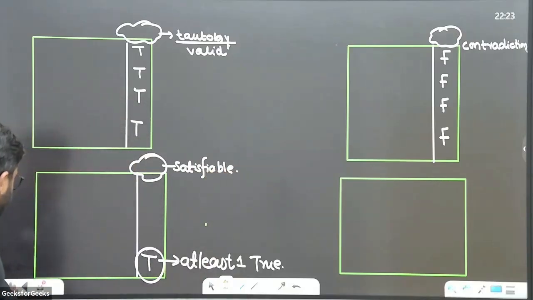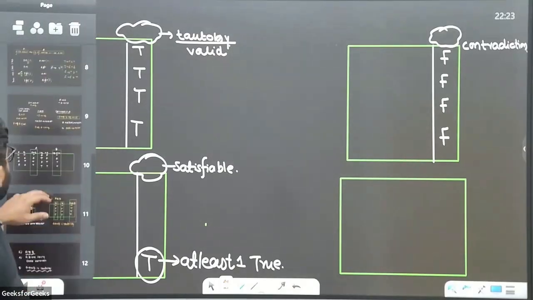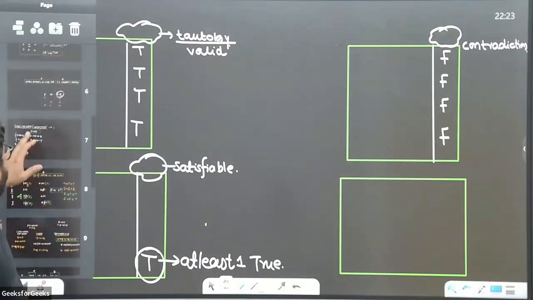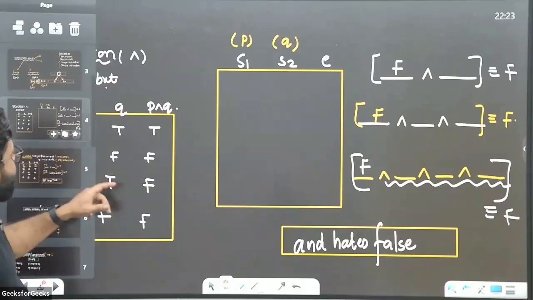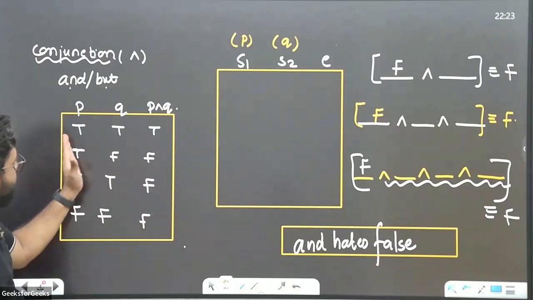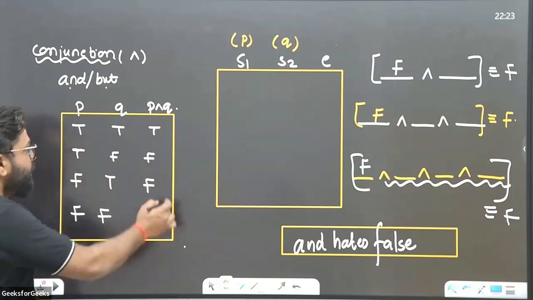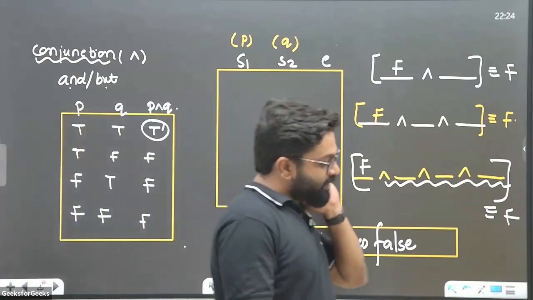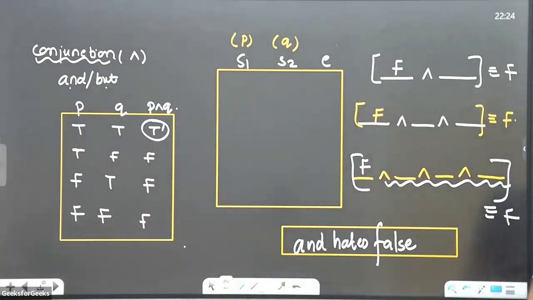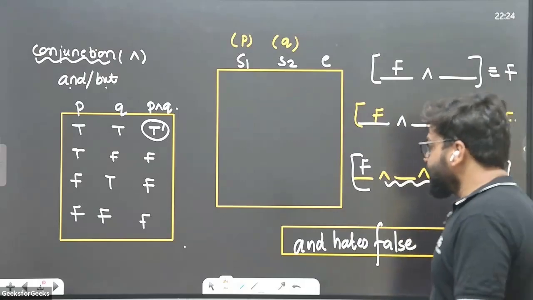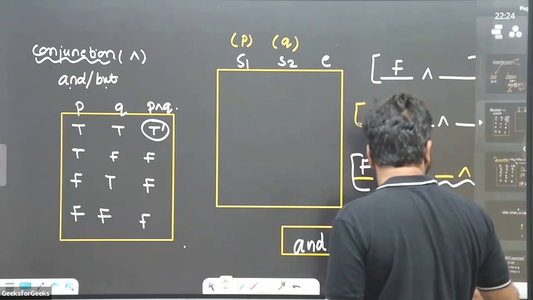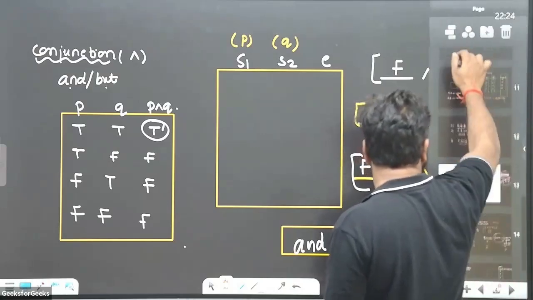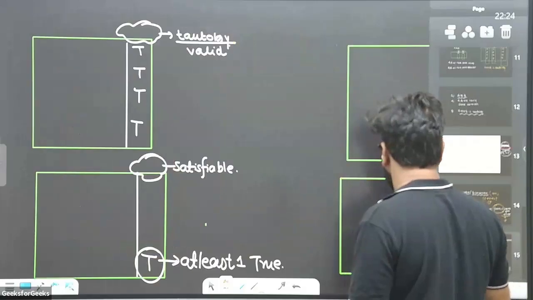For example, I'll show you. Try to see this table here. In this table, the last expression, as you can see, has at least one true. So can I say that P and Q is a satisfiable expression? Yes or no? Yes, sir. Right? P and Q is a satisfiable expression. Did you understand what exactly is the meaning of satisfiable expression? Yes or no? Please let me know, everyone.